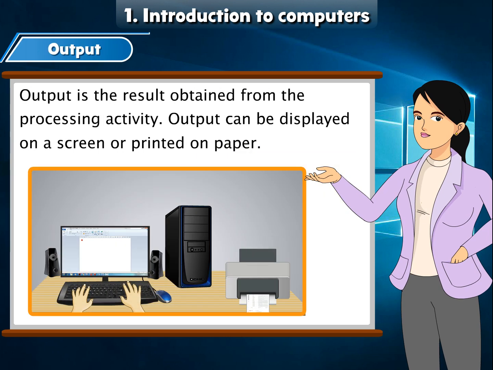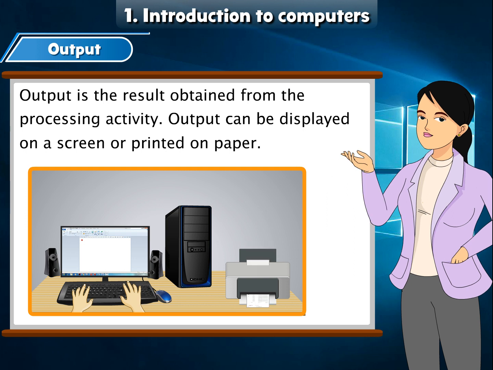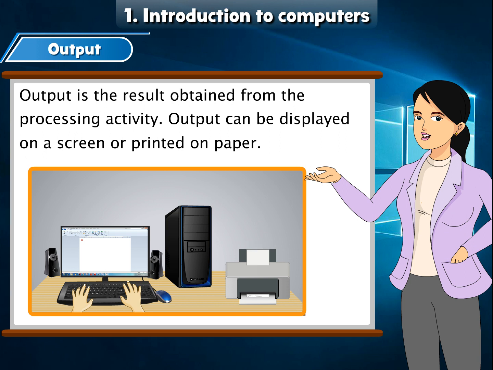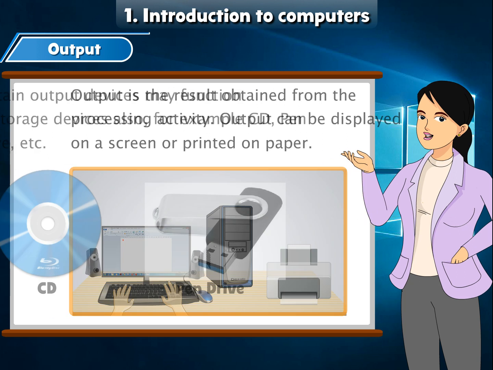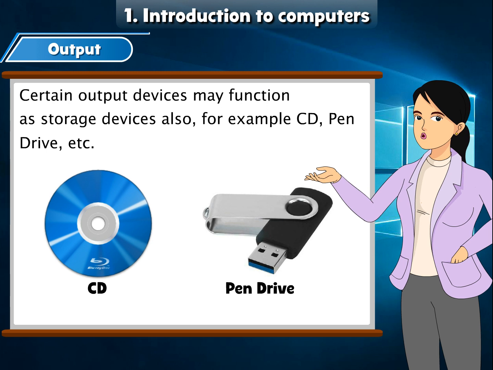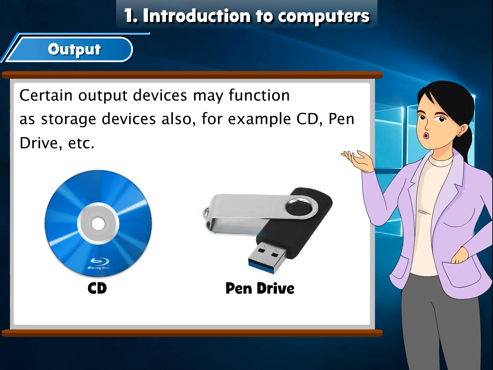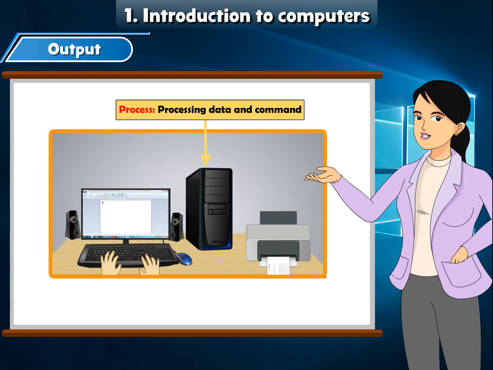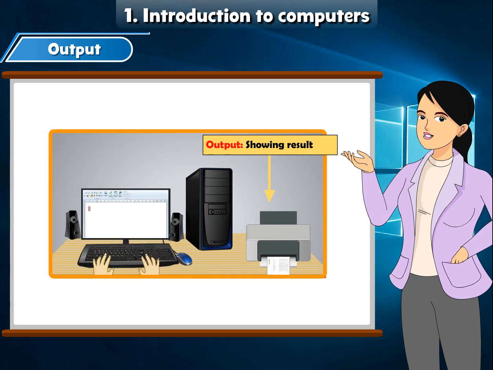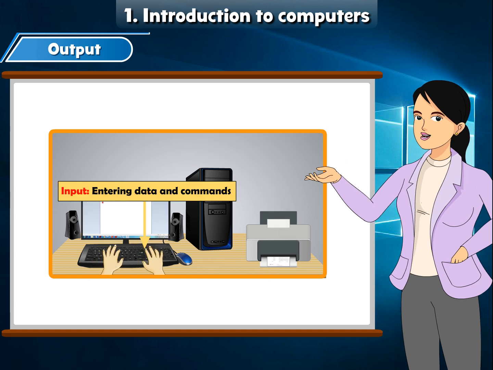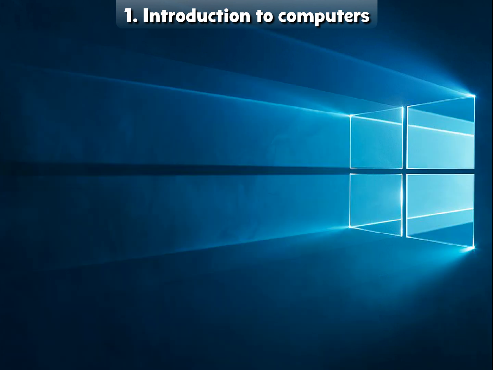Output. Output is the result obtained from the processing activity. Output can be displayed on a screen or printed on paper. Certain output devices may function as storage devices also, for example CD, pen drive, etc. Process, processing data and commands. Output, showing results. Input, entering data and commands.